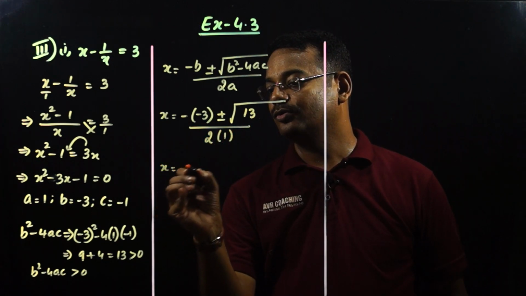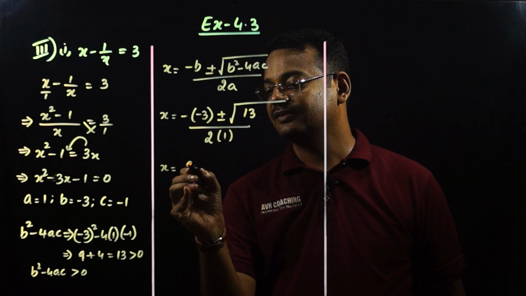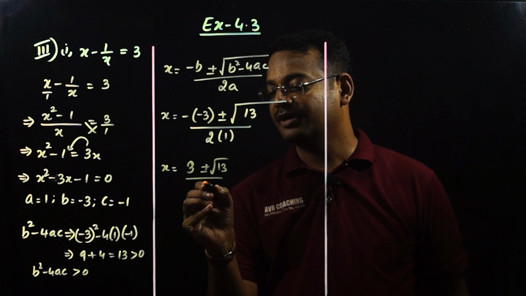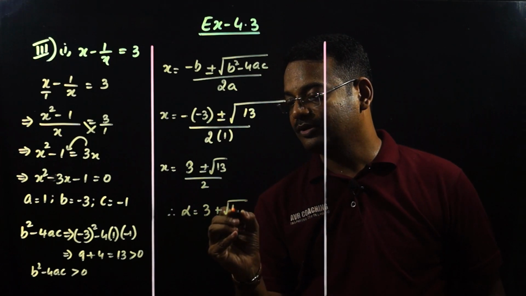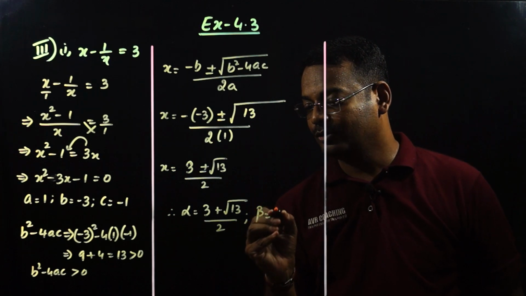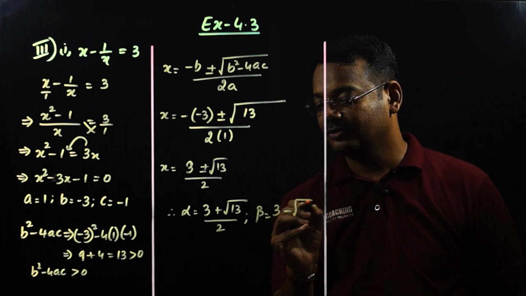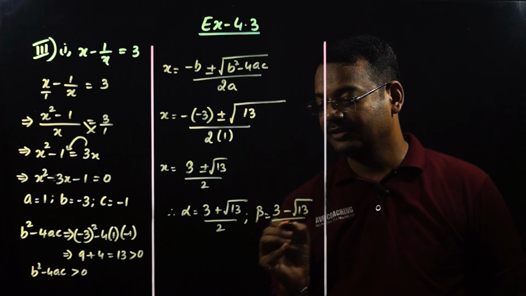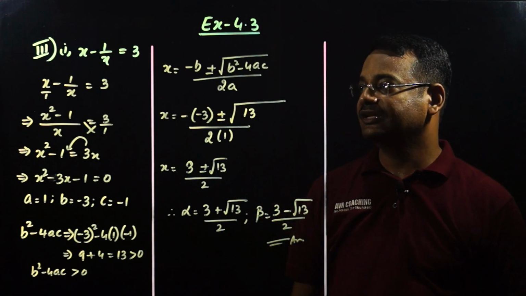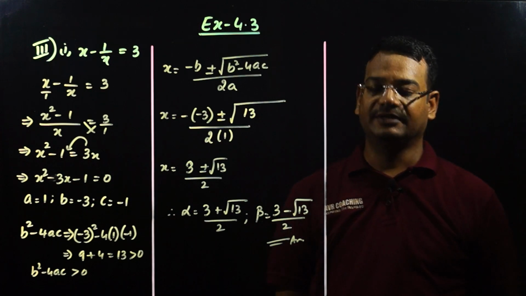So x equal to minus into minus plus 3 plus or minus root 13 by 2. So alpha equal to 3 plus root 13 by 2 and beta equal to 3 minus root 13 by 2. These are the roots of the given equation x minus 1 by x equal to 3.